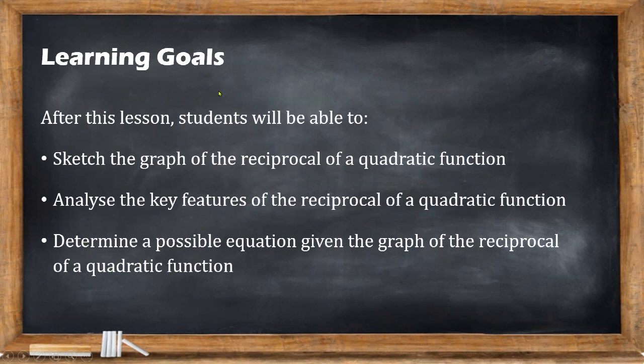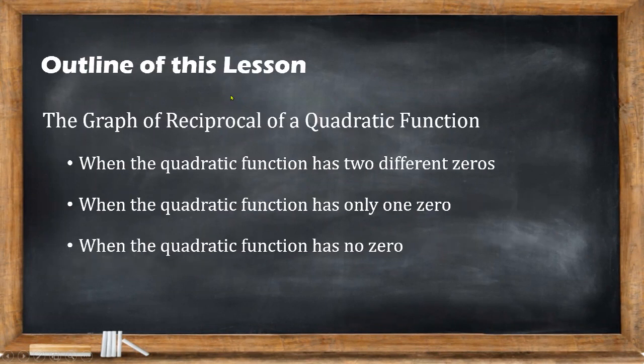So we'll be learning the graph of the reciprocal of a quadratic function. There are 3 cases. First case is when the quadratic function has 2 different zeros. Second is when the quadratic function has only 1 zero. And the last case is when the quadratic function has no zero. So let's have a look at these cases one by one.